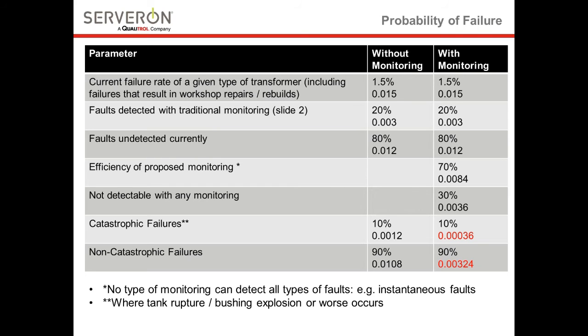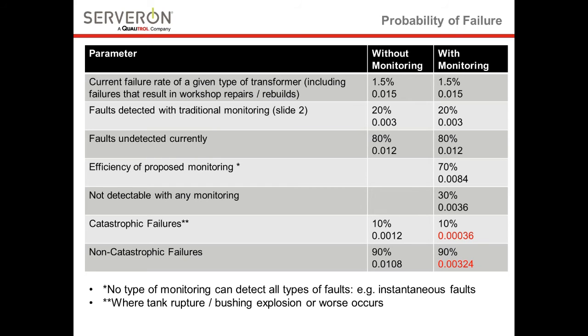The differences are quite small. We're looking at 0.0012 without monitoring, and 0.00036 probability with monitoring. So I guess this is where the key is: when you have monitoring, you do start to see divergence of the probability of catastrophic and non-catastrophic failures occurring.